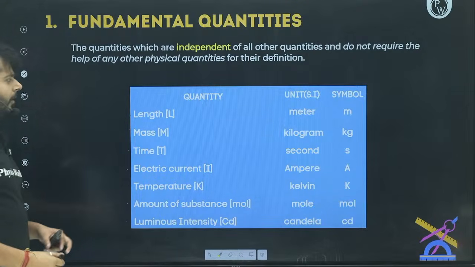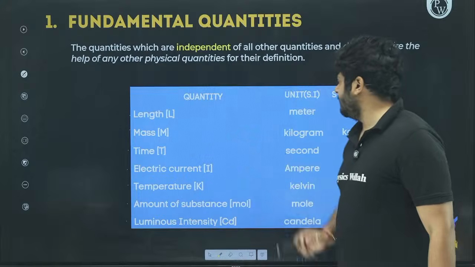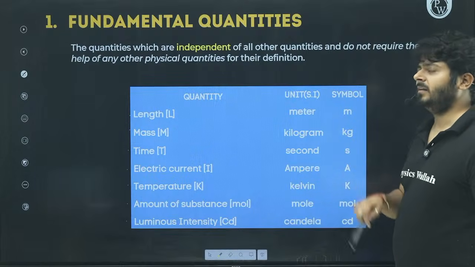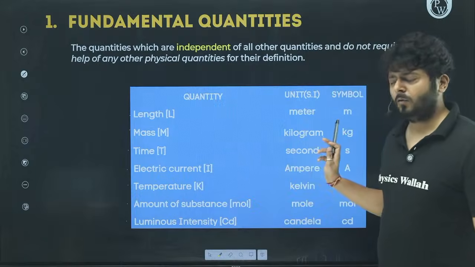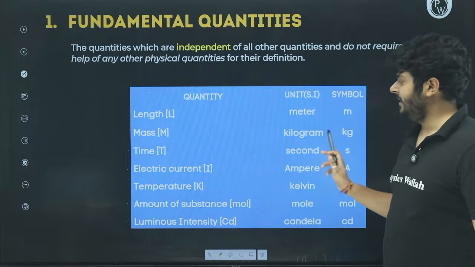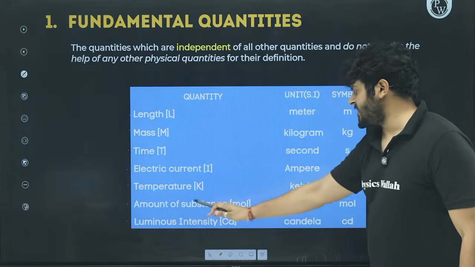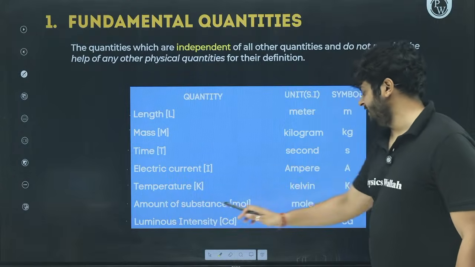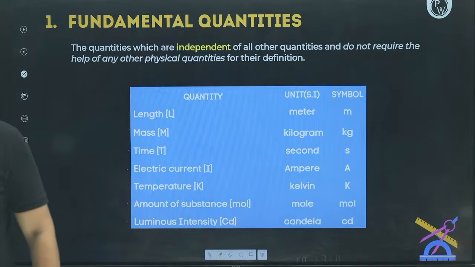All other derived quantities are written in terms of fundamental quantities. So length has the unit meter, written with the symbol m. Mass, kilogram. Time, second. Electric current, ampere. Temperature, Kelvin. Amount of substance is mole, and luminous intensity is candela. These are 7 physical quantities which are fundamental quantities, right?